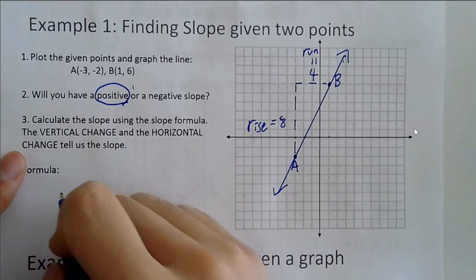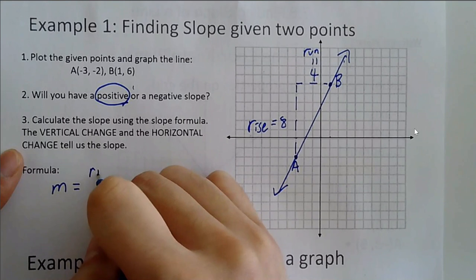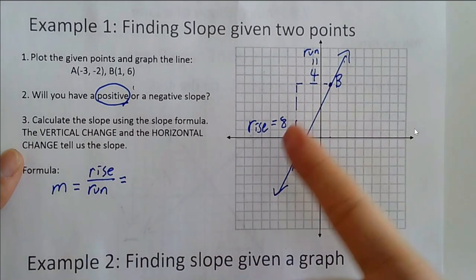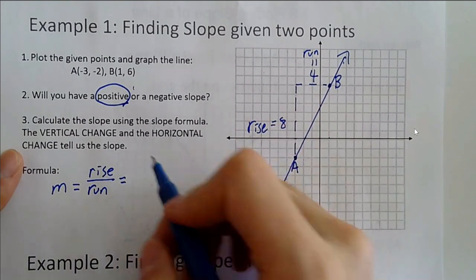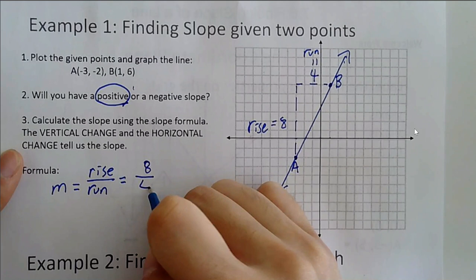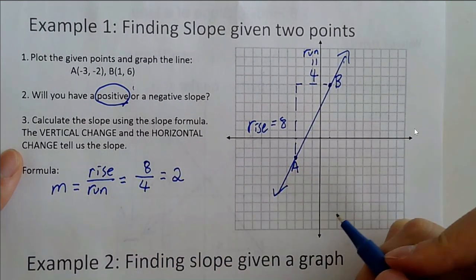And I knew from the previous page that my slope m was equal to rise over run. And in this case, our rise was 8. And we just simply divided by the run, which was 4. And 8 divided by 4 is just simply 2.